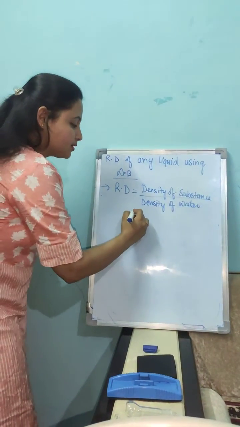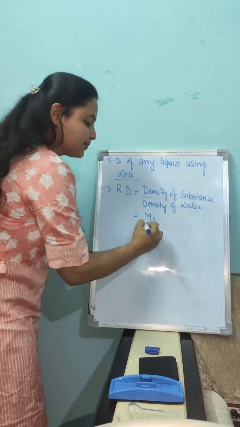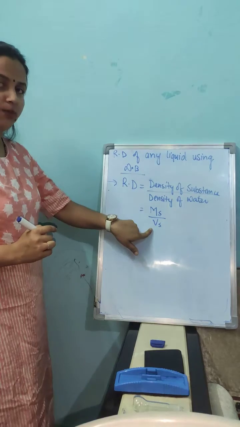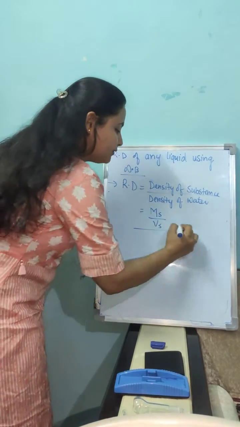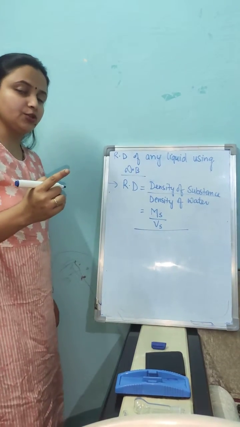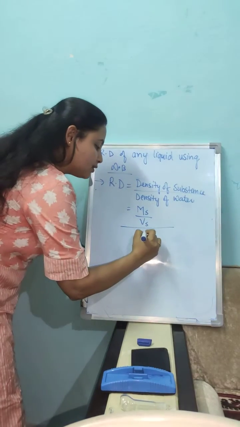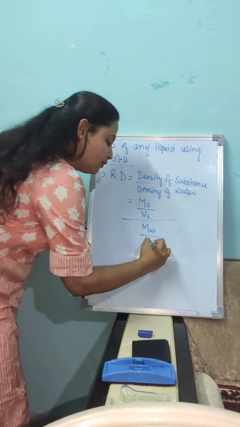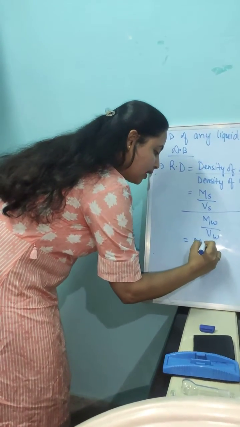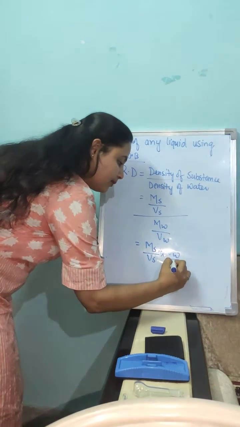What is density of substance? I can write it like this: mass of substance upon volume of substance. Density of substance, mass of substance divided by volume of substance, complete division, then density of water. Density of water is how much? 1 gram per centimeter cube. This is the standard value, but we will go by formula: mass of water divided by volume of water. Changing it, reciprocating it, Ms by Vs into Vw upon Mw.